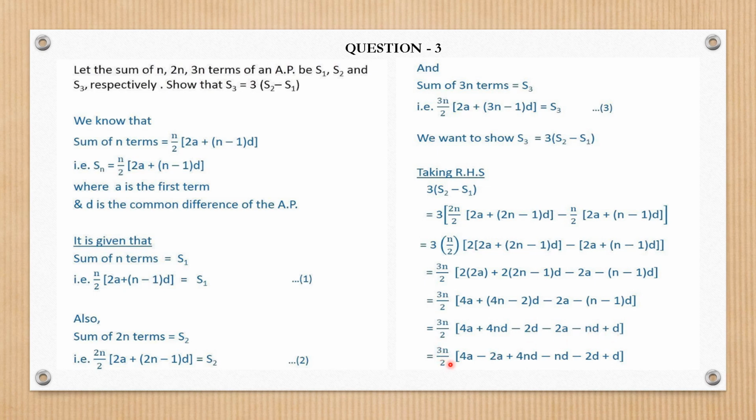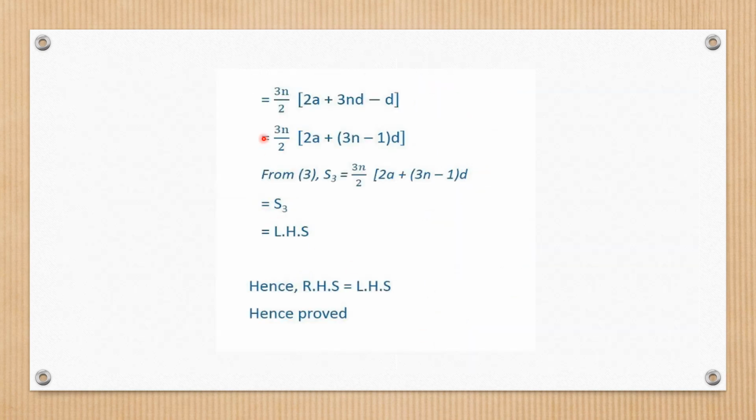So 3n by 2 is there outside. When I arrange it, 4a minus 2a will give me 2a, this will give me 3nd, and this is minus d. So from my previous step, it is 3n by 2 times 2a plus 3nd minus d. From both these terms I'll take d common. So it becomes 3n by 2 times 2a plus (3n minus 1) d. Okay, this is again from equation number 3, which is my S3. So I proved that S3 is 3 times S2 minus S1.